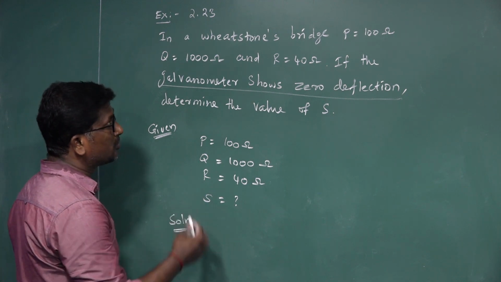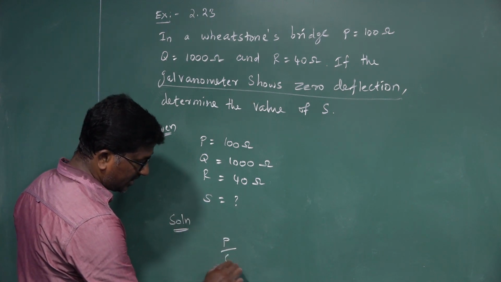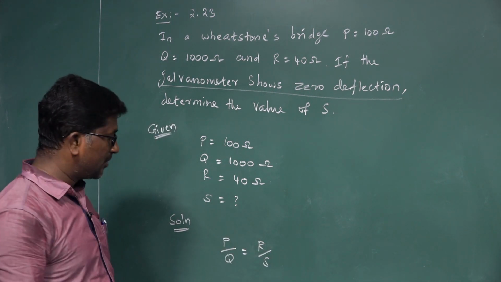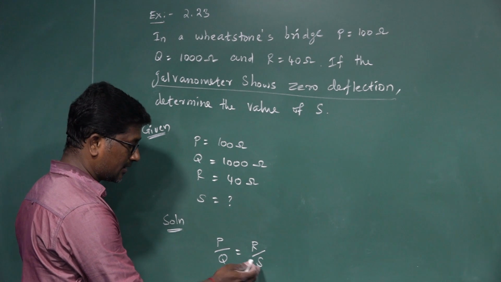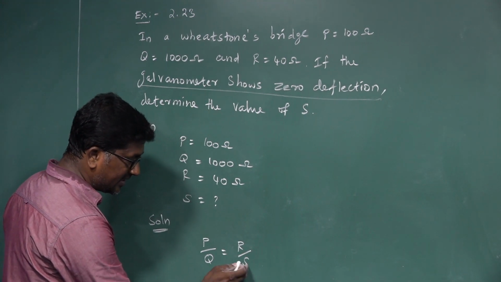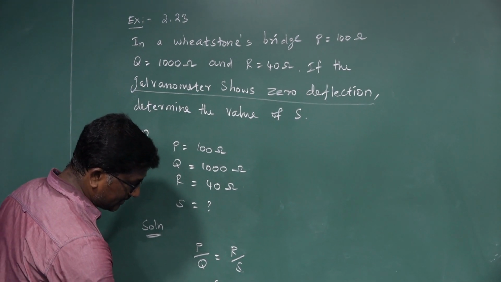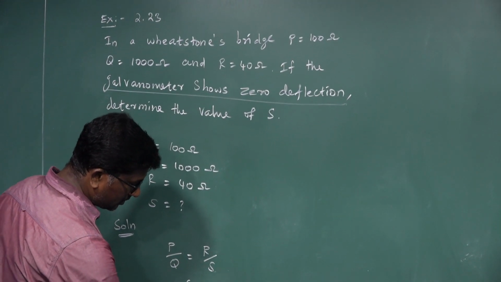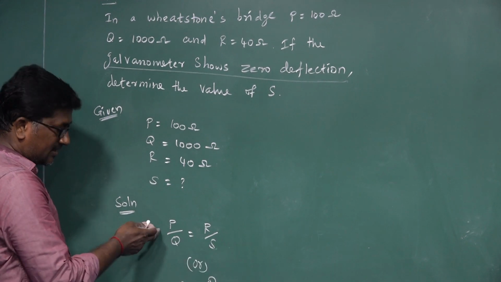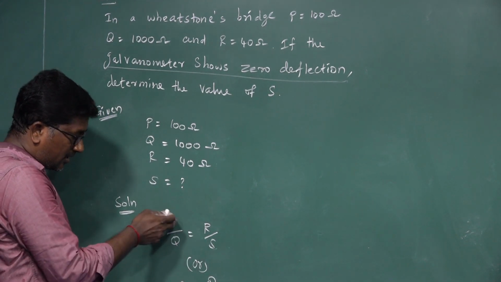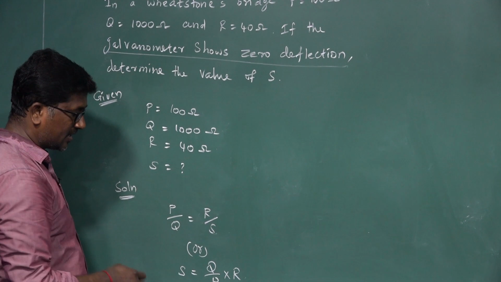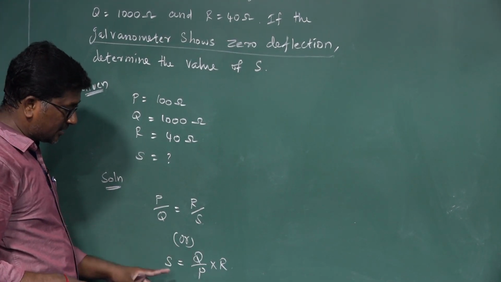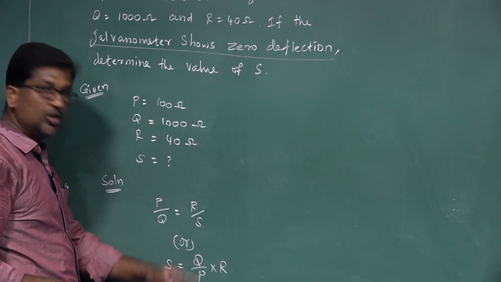According to the Wheatstone bridge balance condition, P divided by Q is equal to R divided by S. We need the S value. Therefore, S is equal to Q divided by P into R. Q goes to the numerator and P comes to the denominator. Therefore, S is equal to Q divided by P into R.